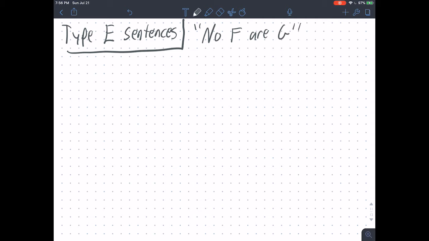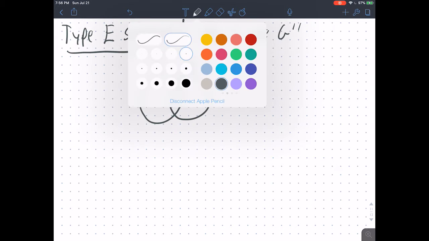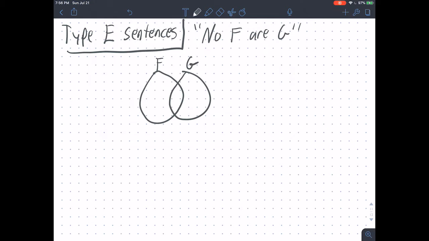Remember, again, shading indicates emptiness. We draw our two circles. If no F are G, that means that the area of the F circle that overlaps with the G circle is going to be empty. So if we wanted to represent that, we just shade this in like so. Basically, the only thing you can screw up on this is forgetting that shading indicates emptiness.